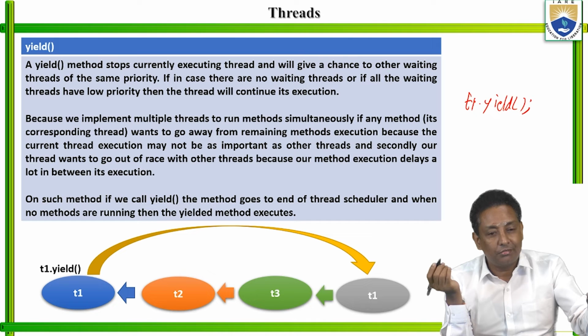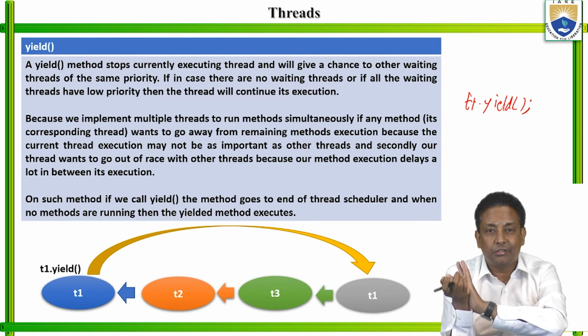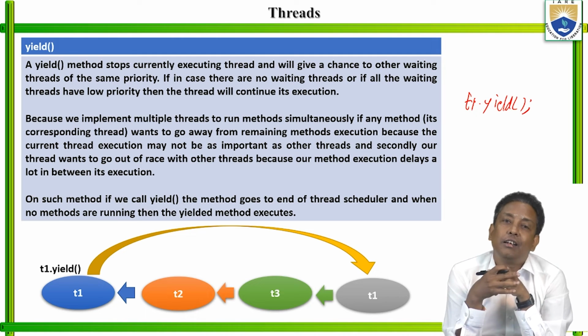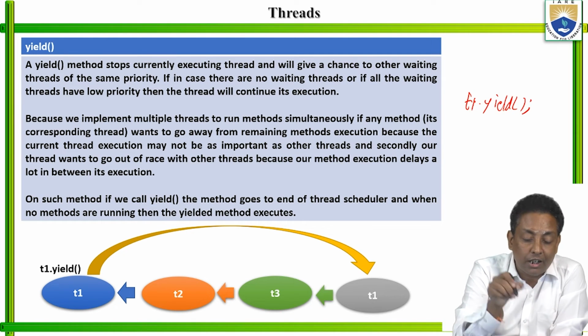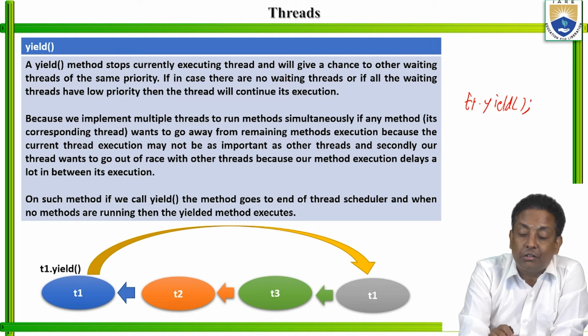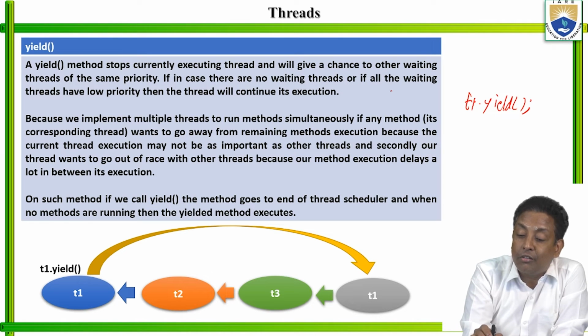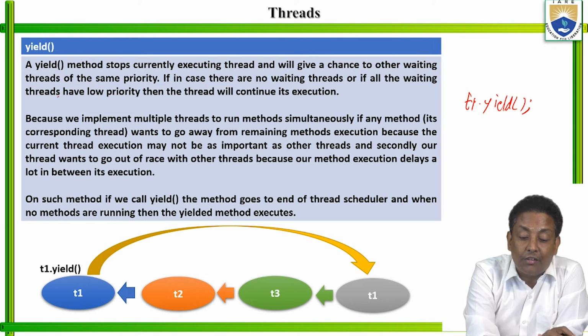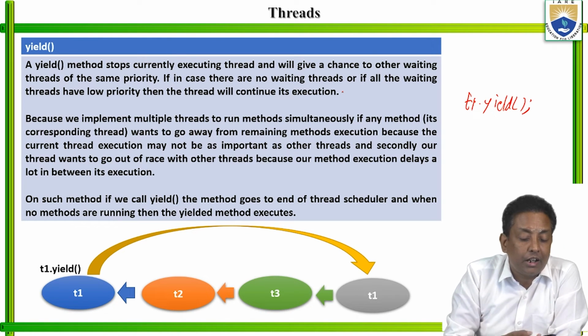It will send its priority to the end. It will execute at the end of all threads' execution. So that is what the yield method does. Yield stops the currently executing thread and it will give a chance to other waiting threads of the same priority. If in case there are no waiting threads, or if all the waiting threads have low priority, then the thread will continue its execution. Same thing I have written here.